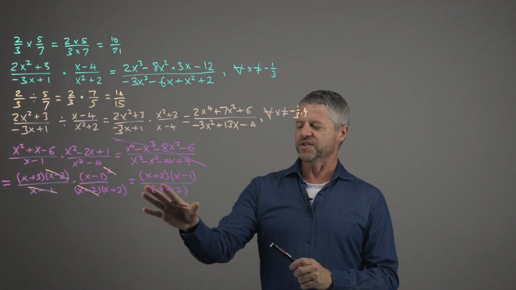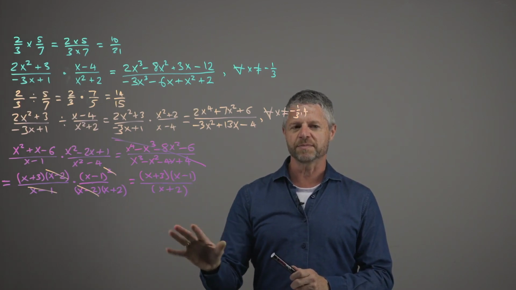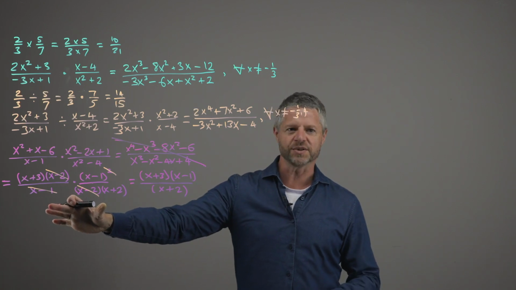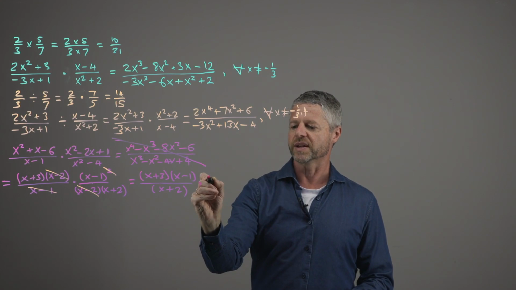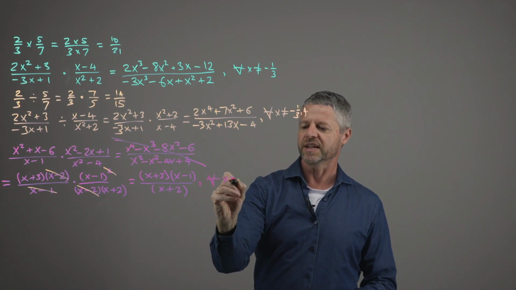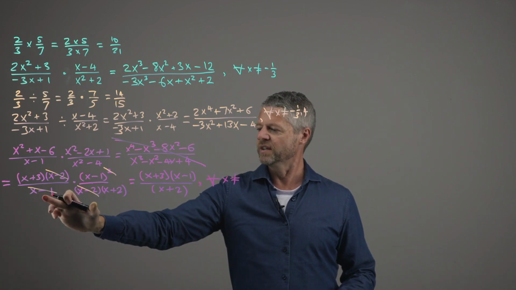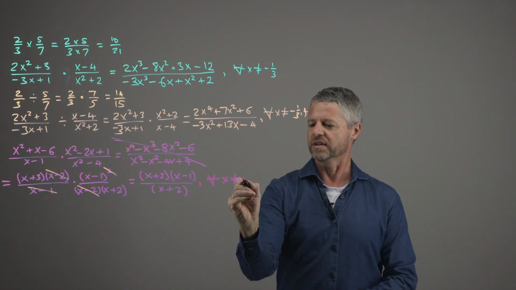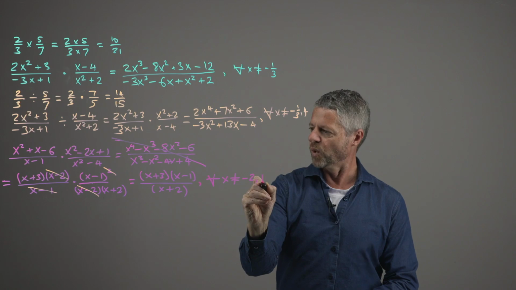And so we just need to specify the values of x that we're not going to be permitted to use in the domain. And so we just have to look at what values of x would make the denominator 0. So we can have any value of x except for, let's see, plus 1 or plus 2 or minus 2. So x not equal to minus 2, 1, or 2.